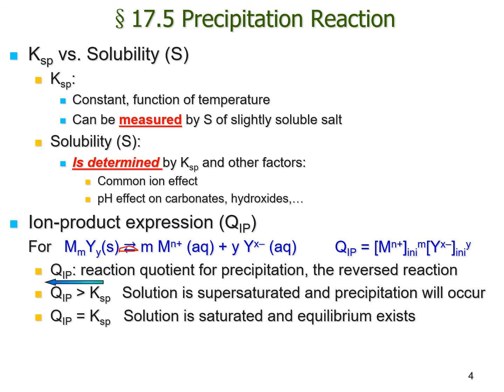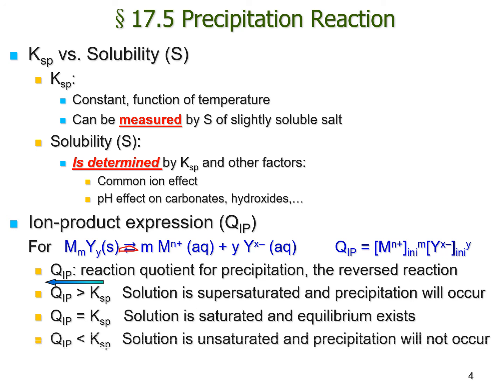If QIP equals Ksp, we understand the solution is saturated and equilibrium takes place. If QIP is less than Ksp, the solution is unsaturated and precipitation will not occur. Why does precipitation not occur? Because if you draw the arrow from small to large, the arrow points to the right. That means the solid will dissociate. If a solid dissociates, meaning no precipitation.